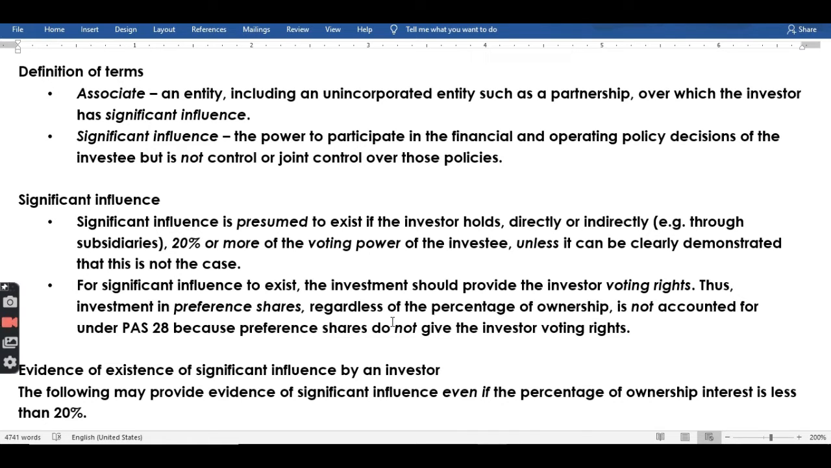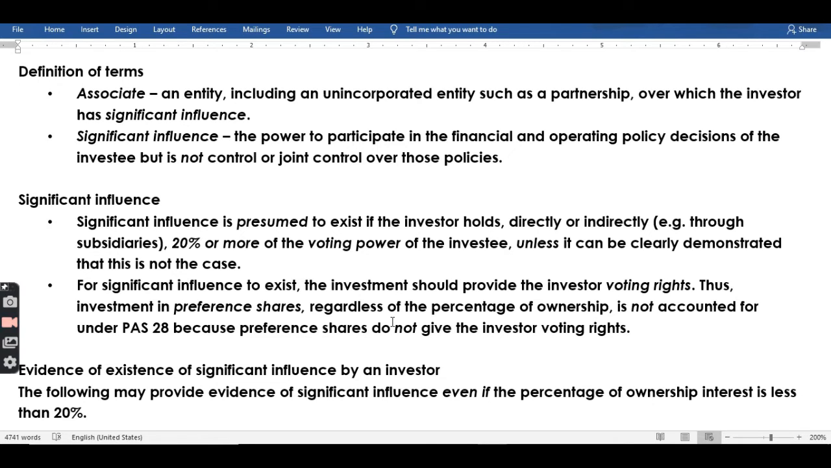So, an associate is an entity which is not limited to incorporated entities. Pwedeng unincorporated yan. Okay? Pwedeng partnership, ganyan. Basta ang importante, you have significant influence over that particular entity. So basically, the keyword in order for you to claim that a particular entity is an associate is if you are an investor in a particular entity and you have significant influence over that particular entity.